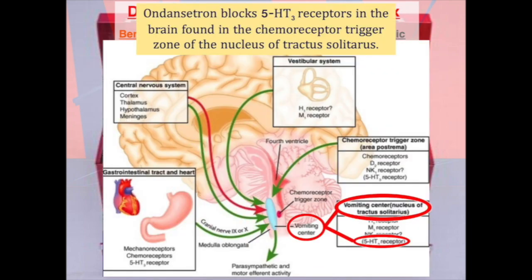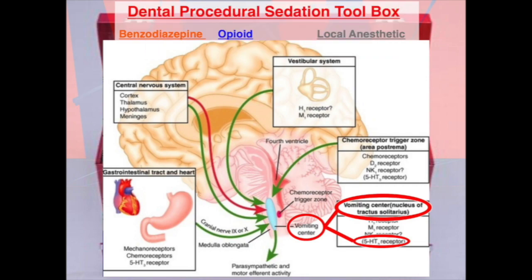It acts, the ondansetron, by going to the vomiting center and blocking those nerves. And specifically, it's the 5-HT3 receptors. So it blocks those, and it blocks then parasympathetic activity that can lead to nausea and vomiting.